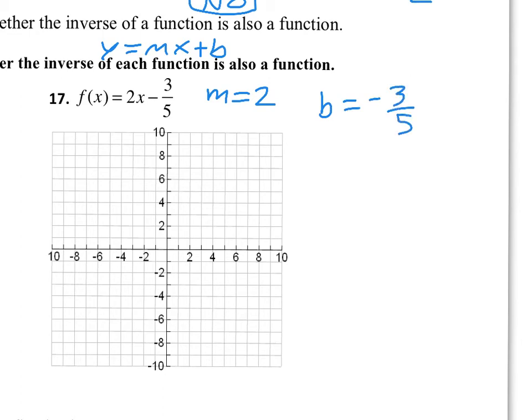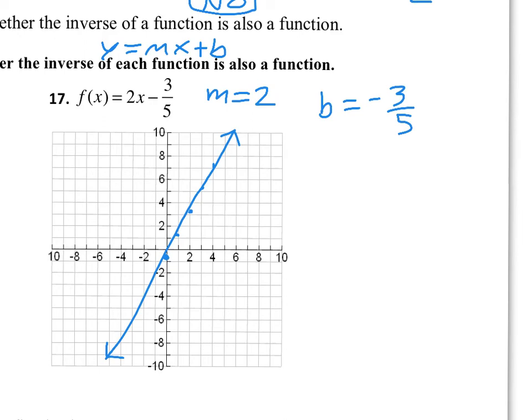And so to figure out if the inverse is a function, your graph doesn't have to be perfect. So I'm going to go to -3/5, which is here, and from there I'm going to go up 2 and over 1. Points, you can draw your line and try your best to go through all the points.